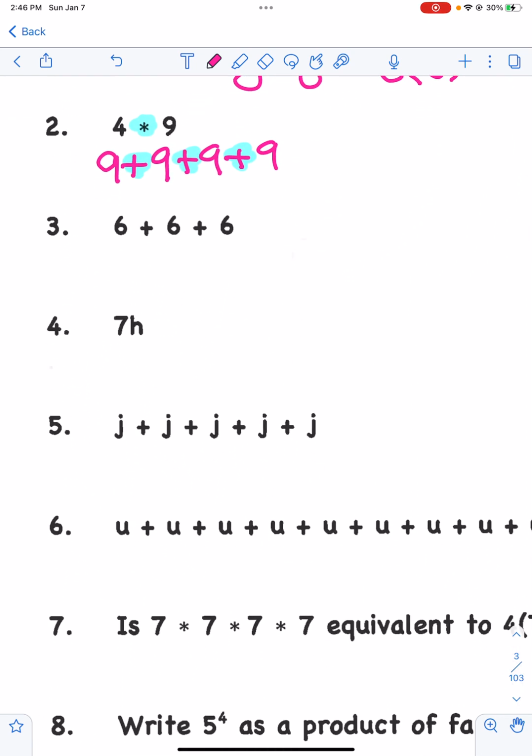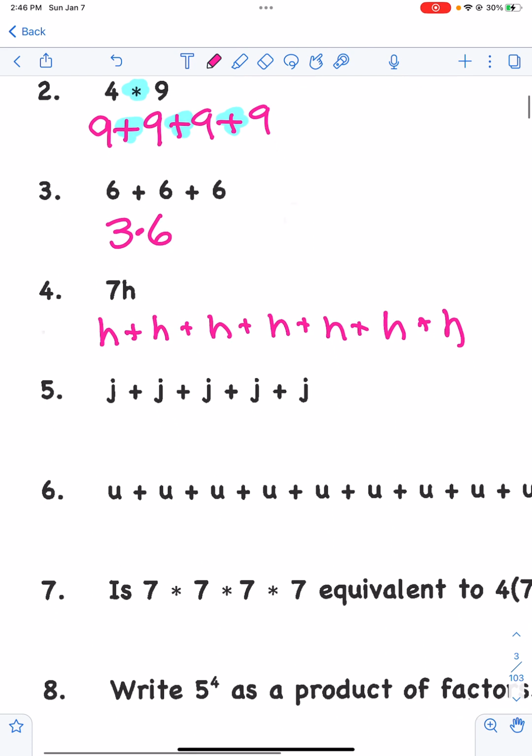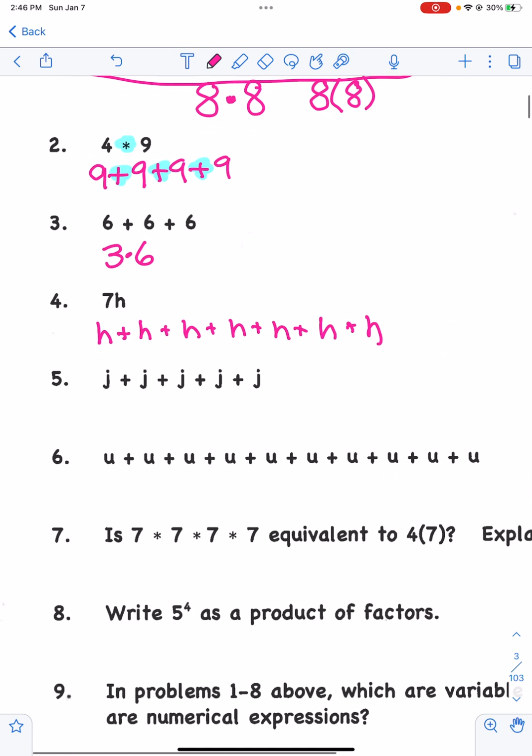All right, see if you could do number 3. Pause the video, come back when you're ready. All right, you should have gotten 3 times 6 or 6 times 3. It doesn't matter the order. What do you think about number 4? Pause the video and give it a try. And if you're stuck, look at number 5 to help you. All right, so I have to write H 7 times. These mean the same thing. I'm always nervous in my videos that I'll write it 8 times or 6 times. So it should be like that. Go ahead and try 5 and 6. Pause the video and come back.